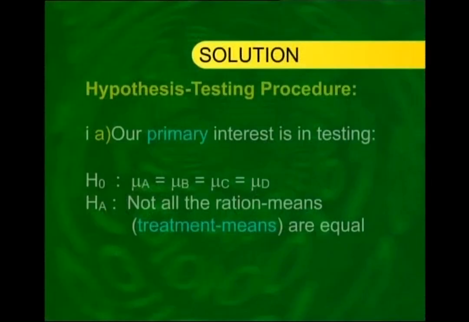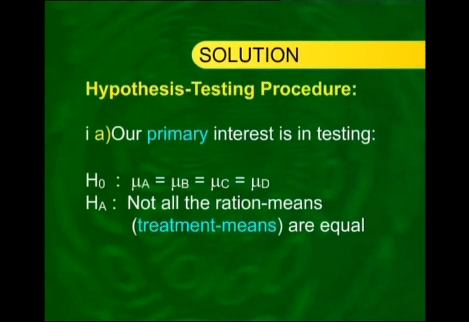As you now see on the slide, step 1 is the formulation of the null and the alternative hypotheses, and you will be interested to note, students, that in this particular situation we are in a position to form H0 and HA not only for the treatments but also for the blocks. Our primary interest, of course, is in the treatments. H0 says mu A is equal to mu B is equal to mu C is equal to mu D, but H alternative is that not all the treatment means are equal.